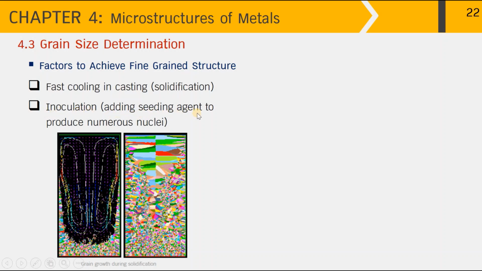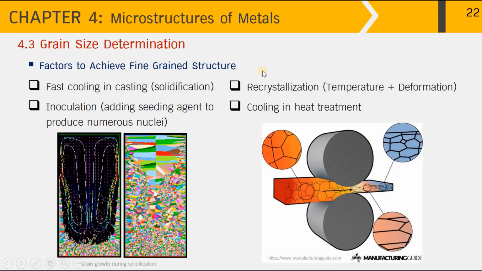That is to add the seeding agent to produce numerous nuclei, to suppress the large columnar grains over here. So at the end, we will get just the small finer grains like this, and that is better to control the mechanical properties of the metal. And here are the techniques used in the process of metal casting.